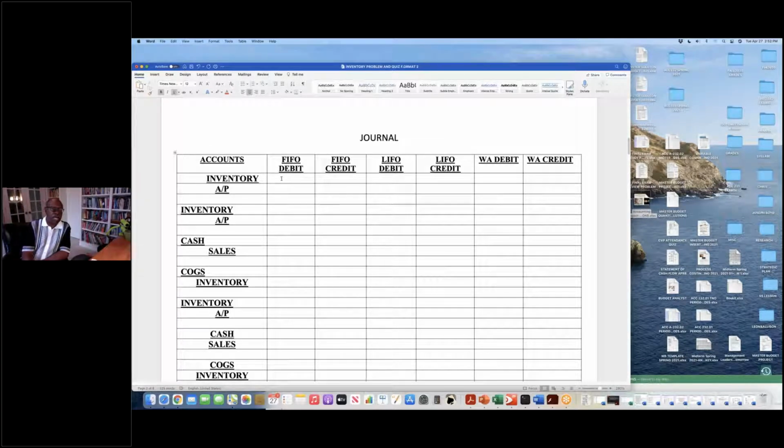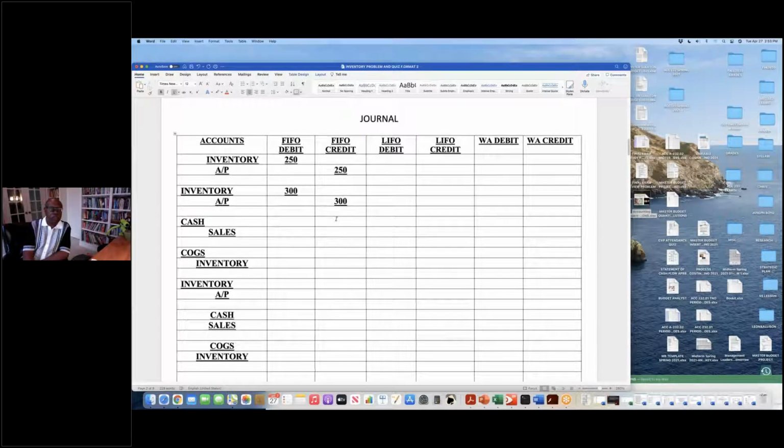So when we buy the 10 at 25, how much are we going to debit inventory for? 250. Then we buy them for 30. What are we going to do? 300. Debit inventory for 300 and credit accounts payable for 300. So those are the entries.